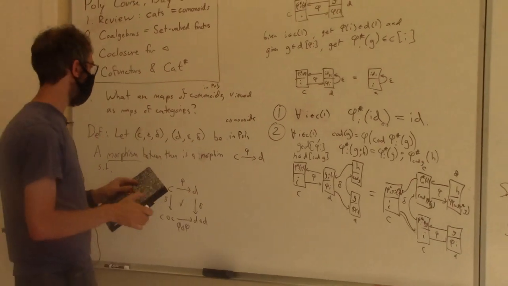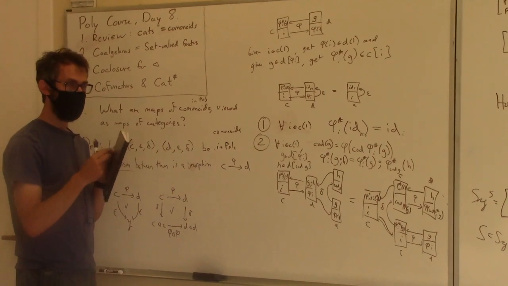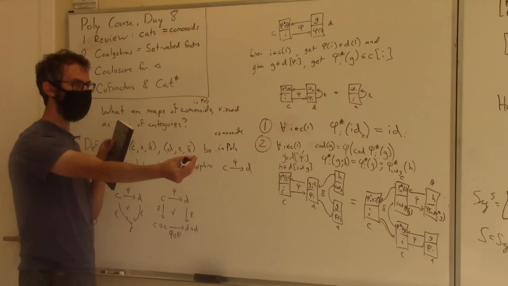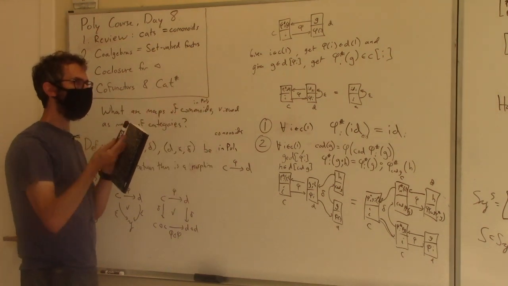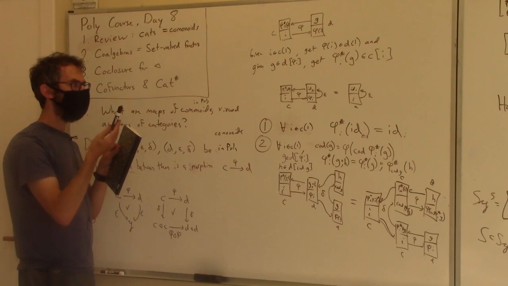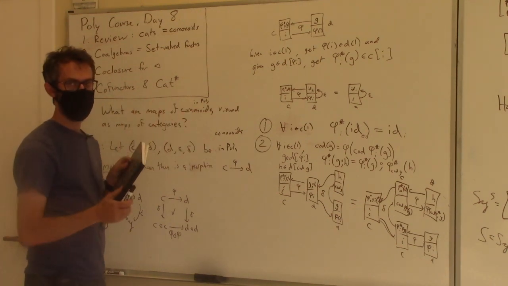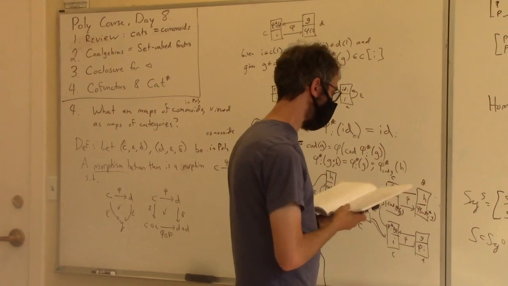A cofunctor from one category to another sends objects of C to objects of D, tells you how to pull morphisms out of that object in D, back to that object in C, and doing so preserves identities, codomains, and composites. That's a cofunctor. So let me give you some examples.